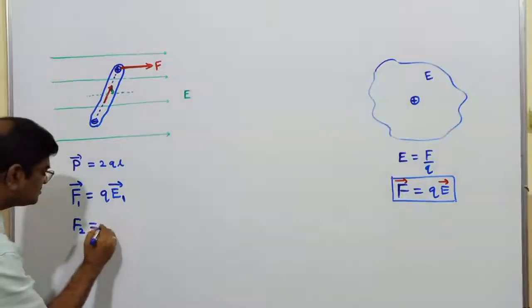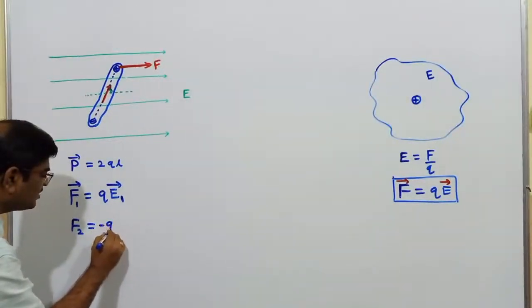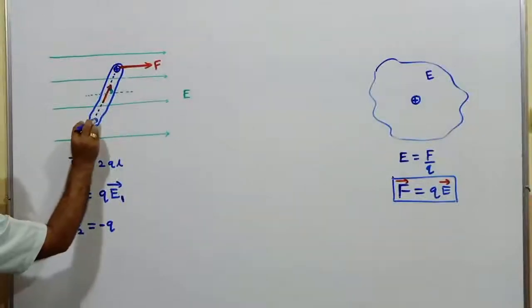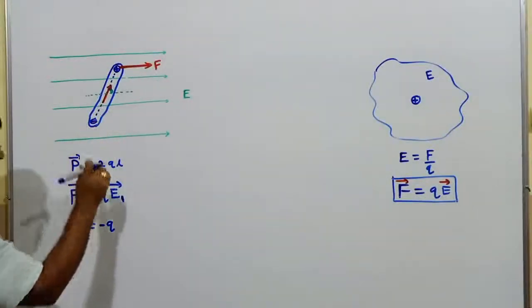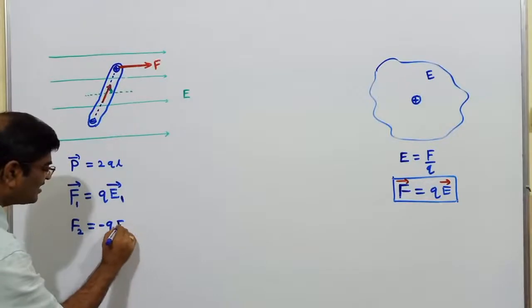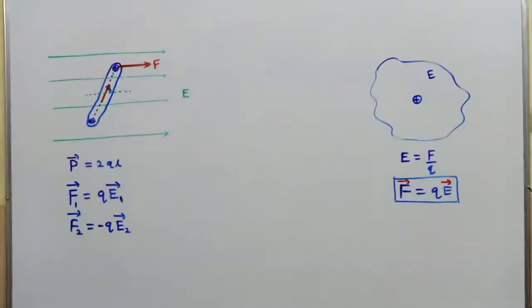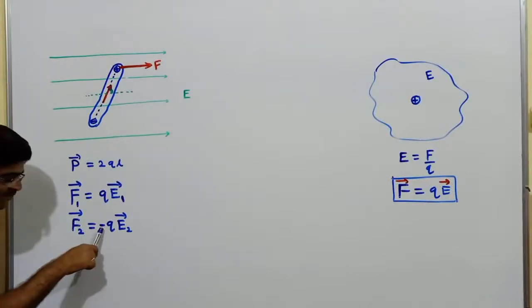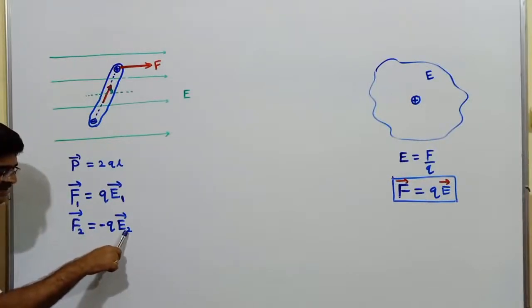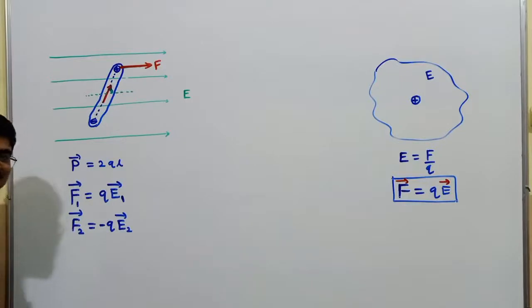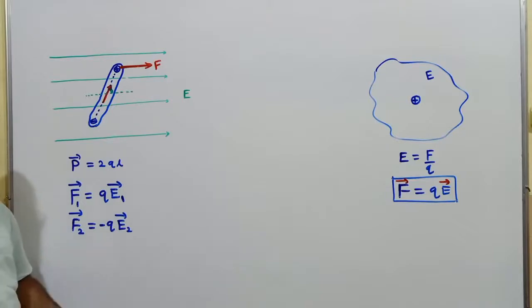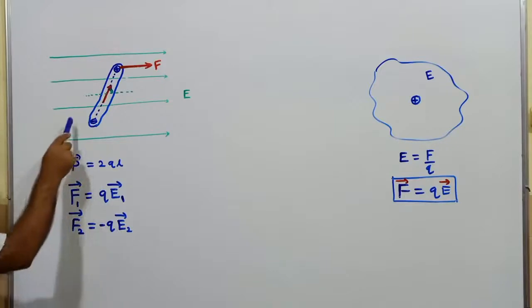Negative charge, minus Q it is. Let us say the magnitude of intensity here is E2. So F2 equals minus Q into E2, I can write. Look here, children, you can see very clearly that F2 has direction opposite to the intensity. Even with the help of the equation, I am trying to convey that the direction of force on a negative charge is opposite to the intensity. The intensity here I have taken as E2.